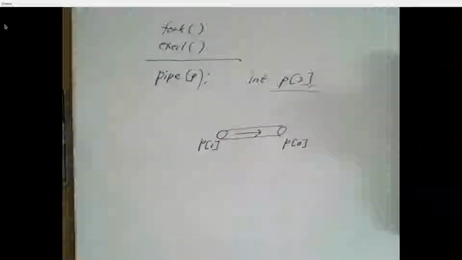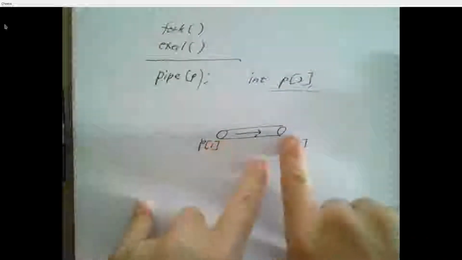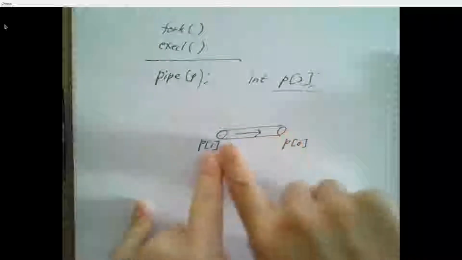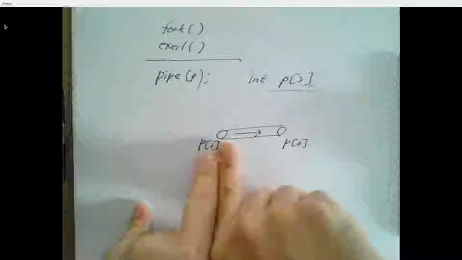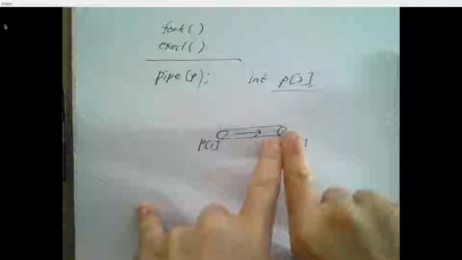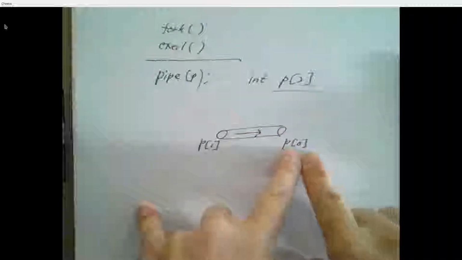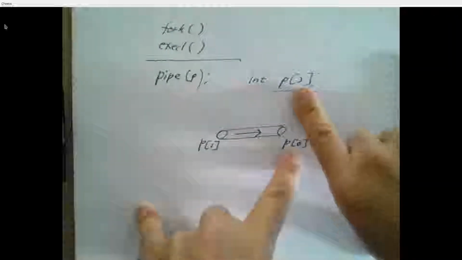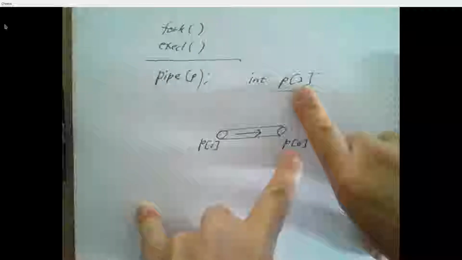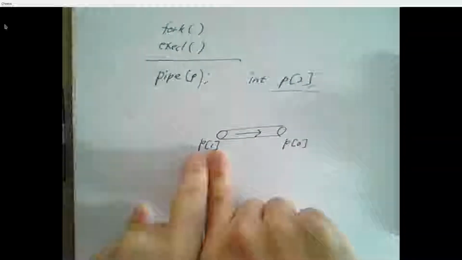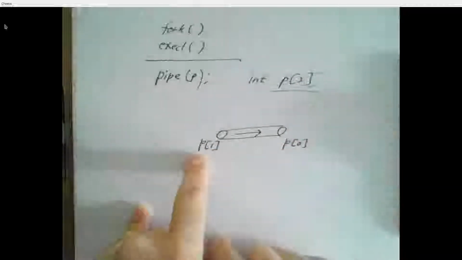Right, so it creates this virtual pipeline, and there's a file descriptor associated with each end. This end is what we read from, this end is what we write into. And the file descriptor associated with the end we read from, that number will be stored in element 0 of this array. And the descriptor that we write into, that file descriptor will be stored in element 1 of this array.